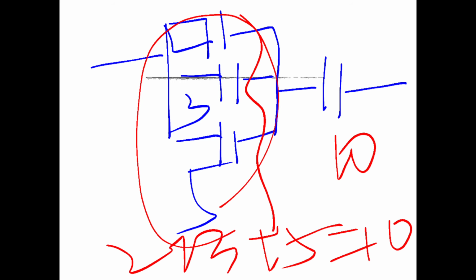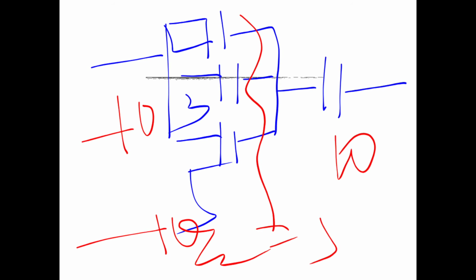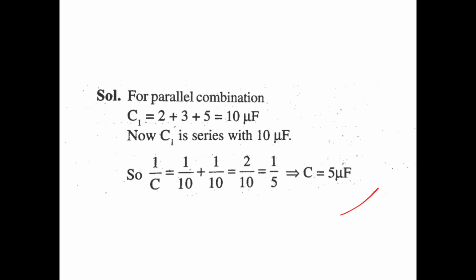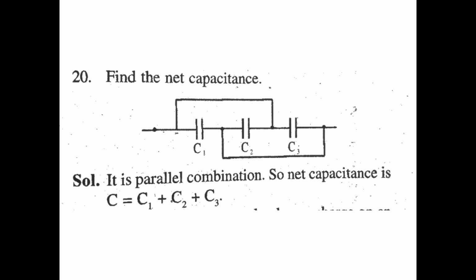Then we get this 10 and this is also 10. So for series connection, 10 by 2, that is 5. The answer will be 5. For parallel combination, this is 10, and for the series connection, we get this. This is very simple.